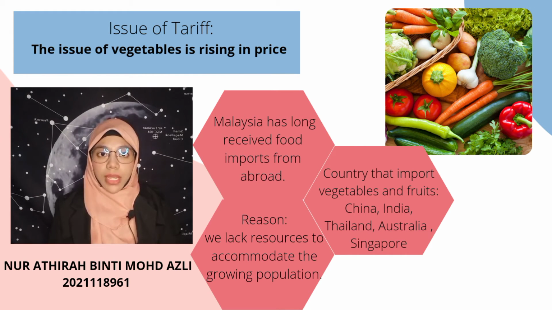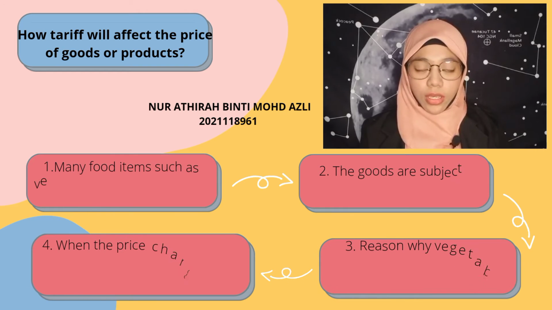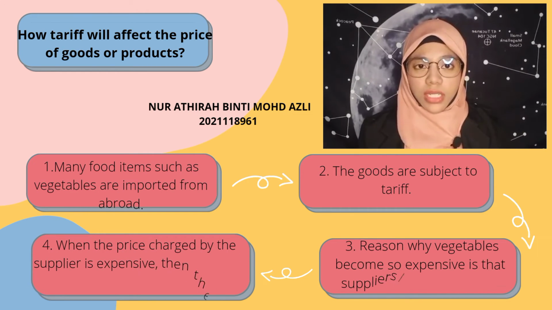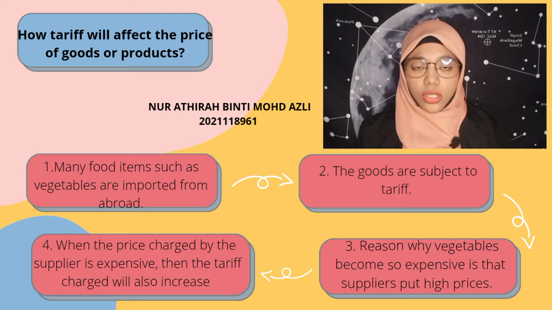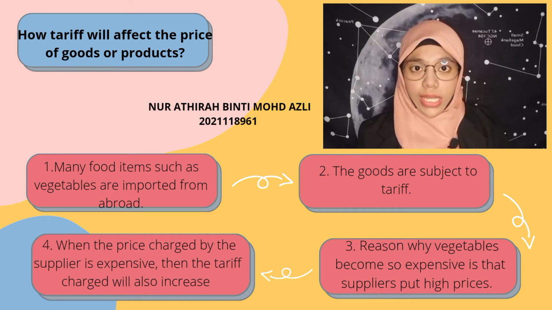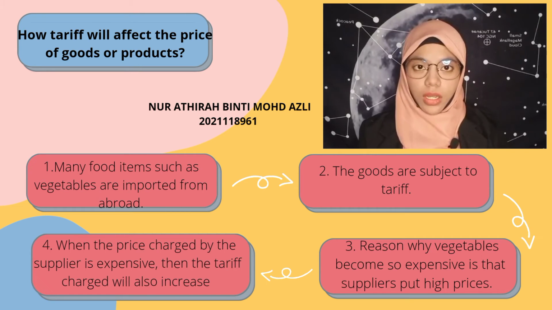Every year, the government spends a lot of money on imported vegetables and fruits from abroad. The main reason why vegetables become so expensive right now is because a supplier puts a high price, and when the price charged by the supplier is expensive, then the tariff that will be charged will also increase, and it impacts the consumer or the buyer itself. So consumers are going to get this effect because they are the ones paying for the goods.